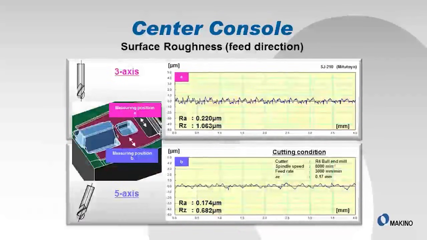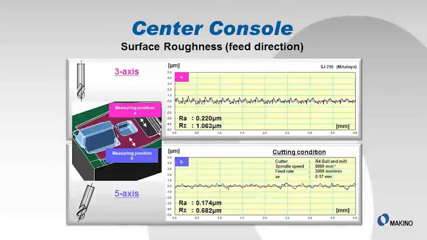Also, looking at the 5XC approach, I wanted to look at surface roughness. The top charts here are 3-axis, the bottom charts are 5-axis, and the little picture there is showing you basically where we're measuring for the different measures. And what you'll notice is if you look at the surface roughness for the 3-axis versus the 5-axis, it's significantly better with the 5XC approach.